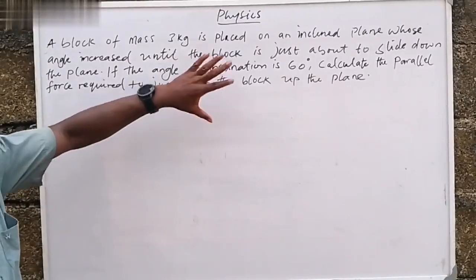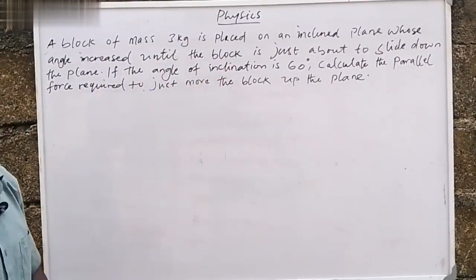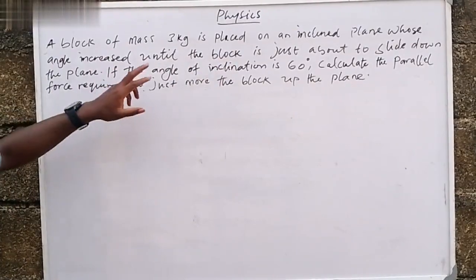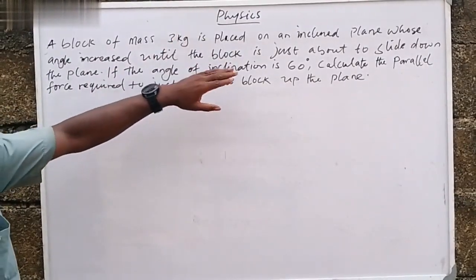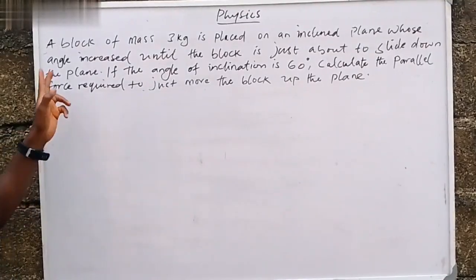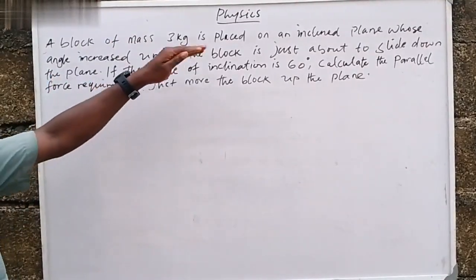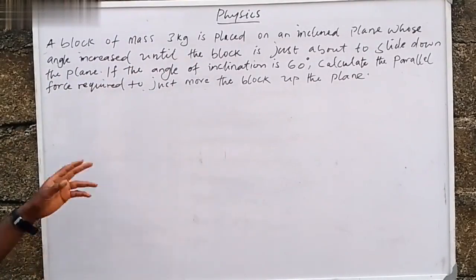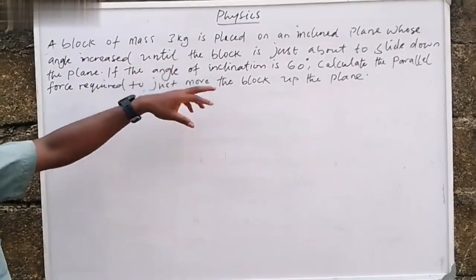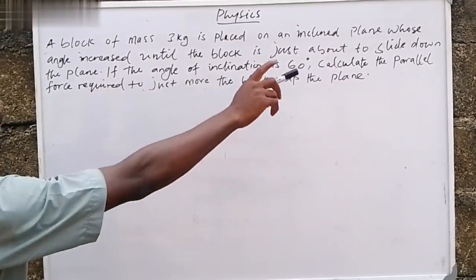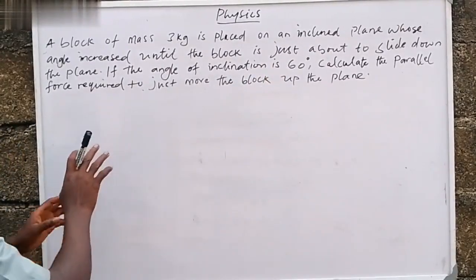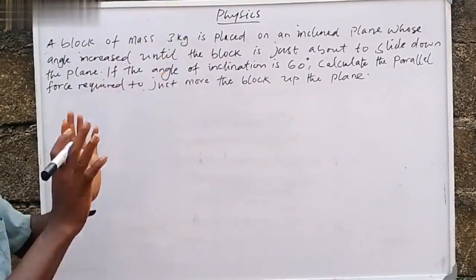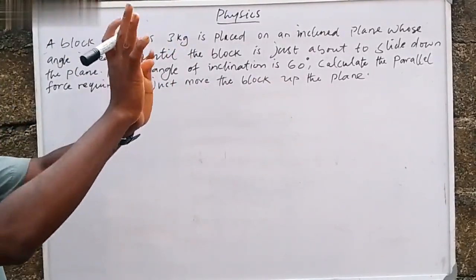I have a problem here under physics, and this problem is related to friction. A block of mass 3 kg is placed on an inclined plane whose angle is increased until the block is just about to slide down the plane. If the angle of inclination is 60 degrees, calculate the parallel force required to just move the block up the plane.